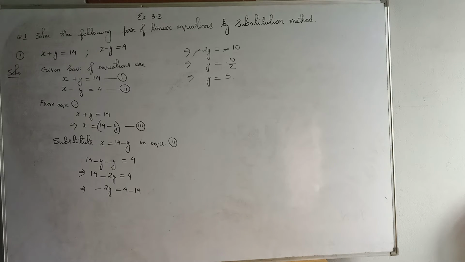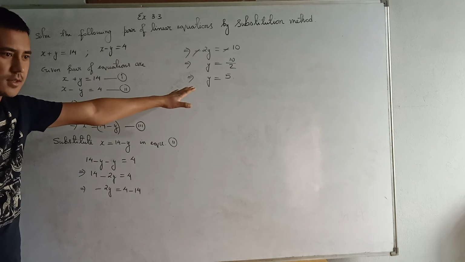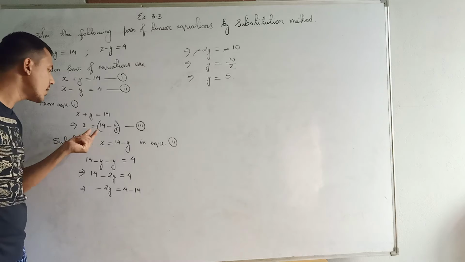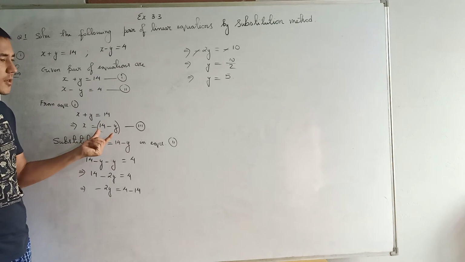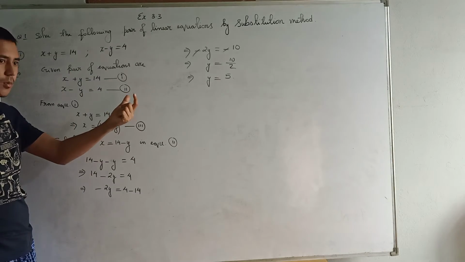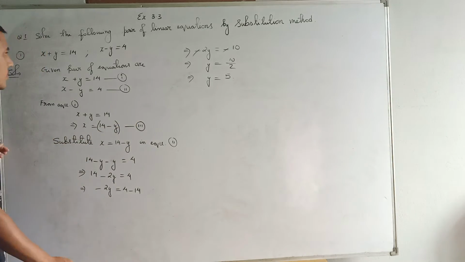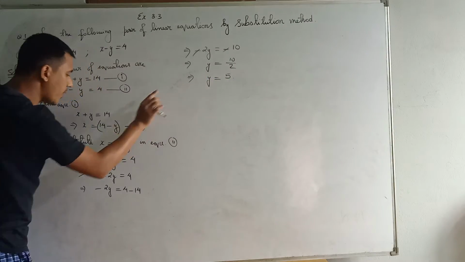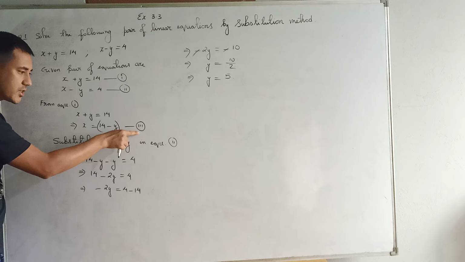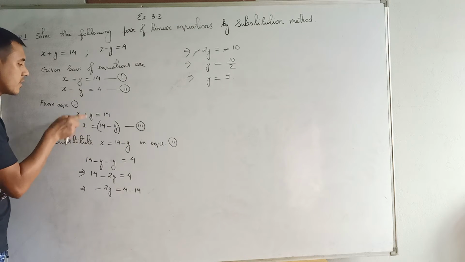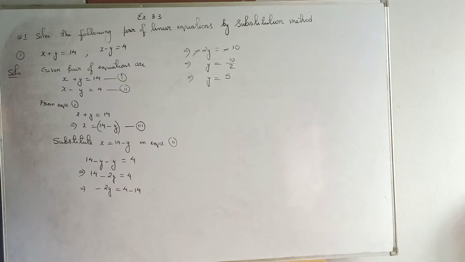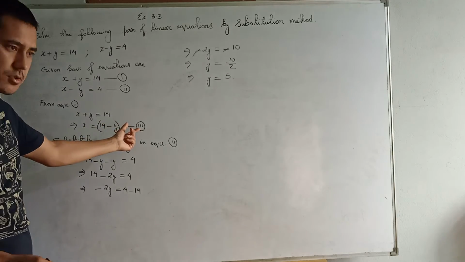Now y is fixed. Now x will be fixed. We got x in terms of y, and now we already know what y is. So I can put the value of y in equation 3 and get the exact value of x. So I'm going to use equation 3.